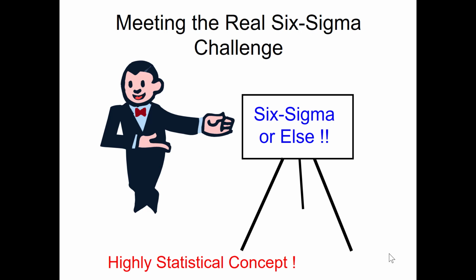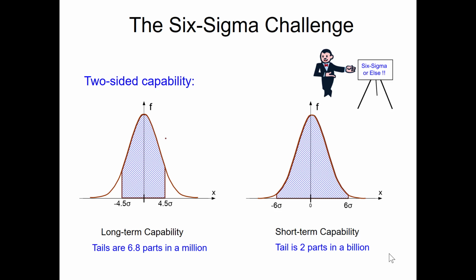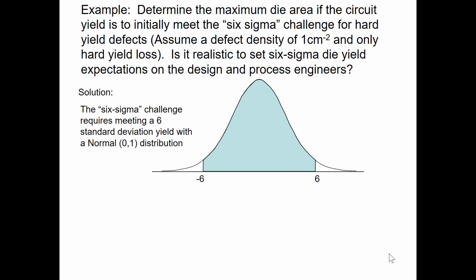So it's a highly statistical concept. So this picture kind of shows what goes on. Initially we start on the short-term capability of 2 parts in 1 billion, but when things get a little bit sloppier over time, we can slip to about 6.8 parts in 1 million.